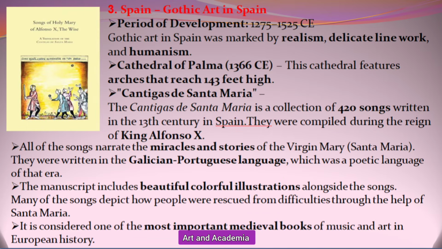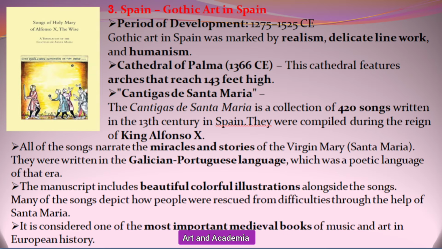Gothic art in Spain. Period of development: 1275 to 1525 CE. Gothic art in Spain was marked by realism, delicate line work, and humanism. Cathedral of Palma, 1366 CE. This cathedral features arches that reach 143 feet high.